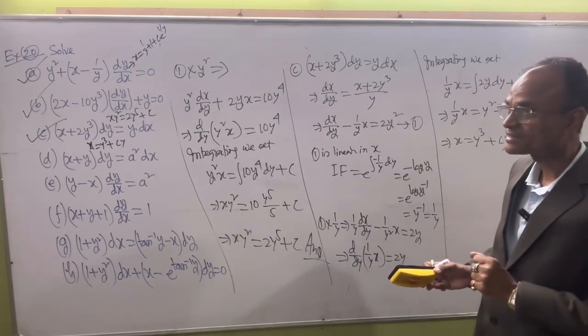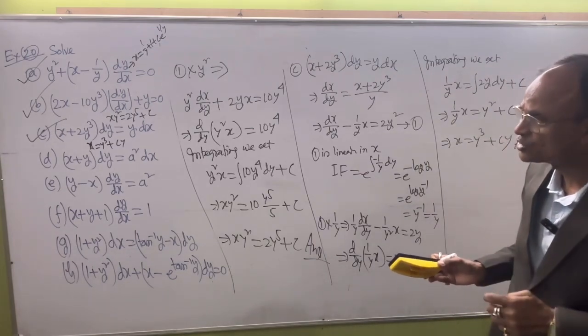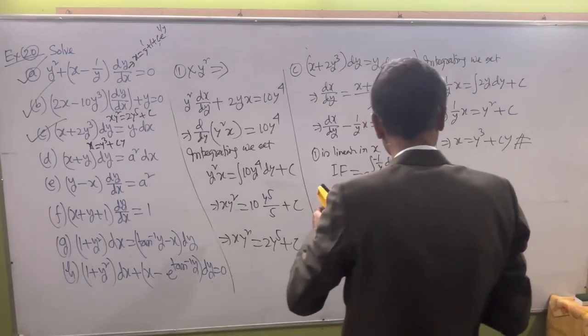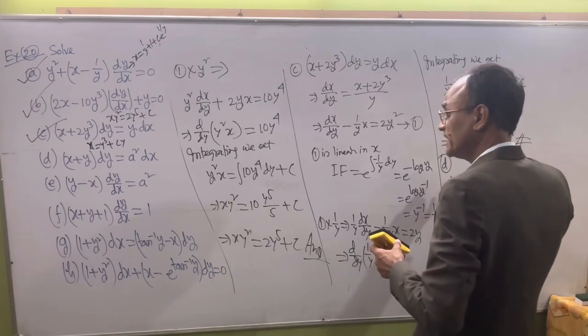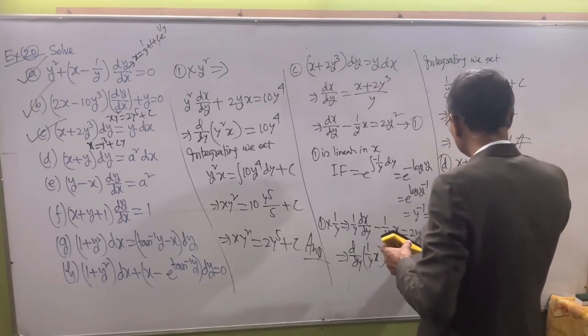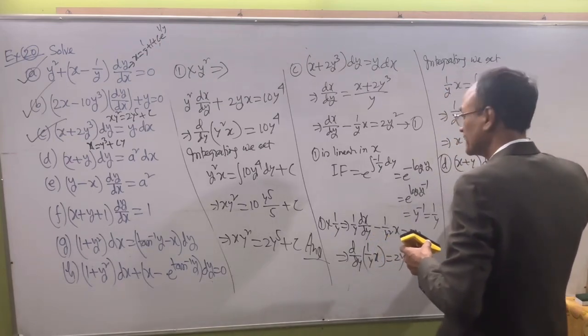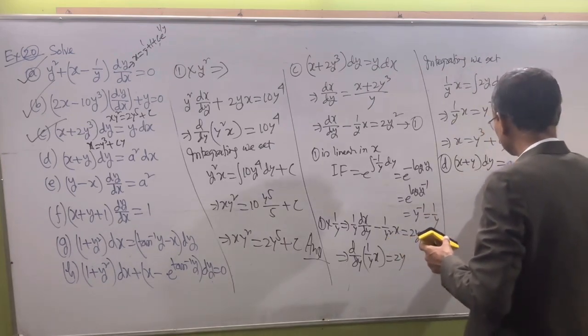Now let us try to solve question number D. Suppose D. What is D? x plus y dy equal to x square dx.